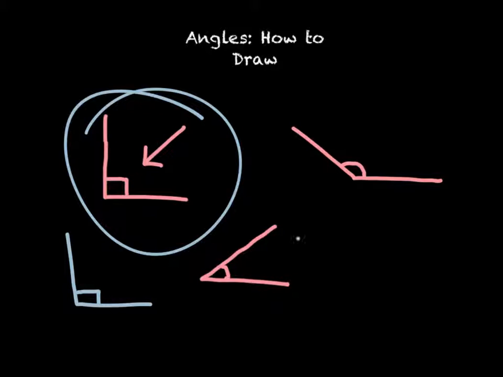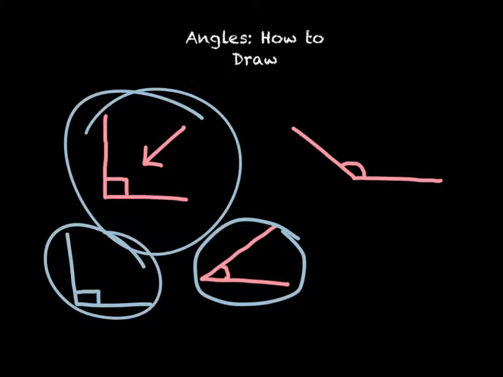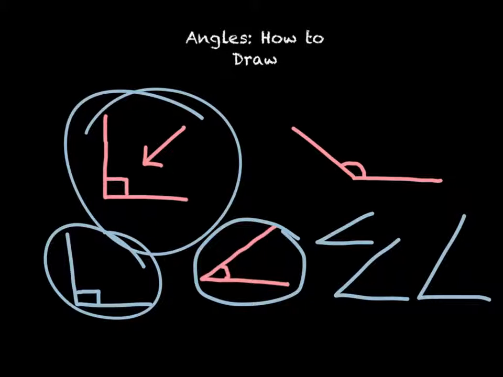And then to make our acute angle, we want to use any angle that's less than this 90 degrees right here. So we want to say this angle, or maybe even this angle. They all work as long as they are less than 90 degrees.